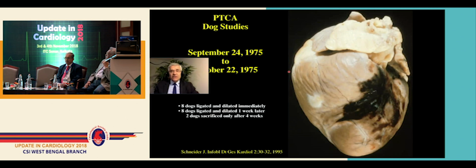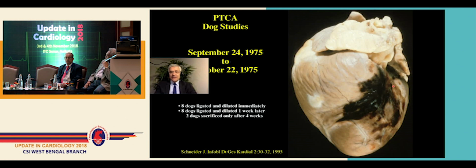Here you can see the few dog experiments that preceded the first coronary angioplasty. There were a total of 16 dogs subjected to some preliminary experiments. And you can see that 2 dogs were left to live for 4 weeks to also see the midterm result of balloon angioplasty. And this is one of the initial hearts of a dog in which coronary angioplasty was performed, which was sent to pathology for examination.